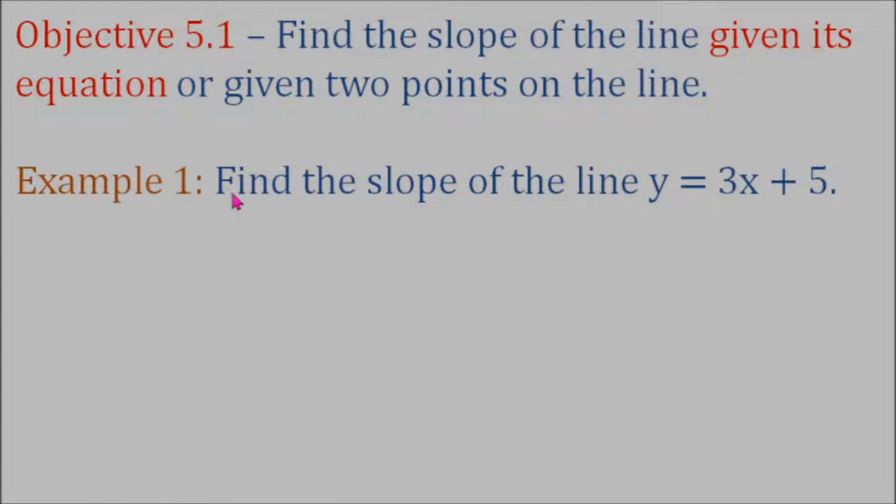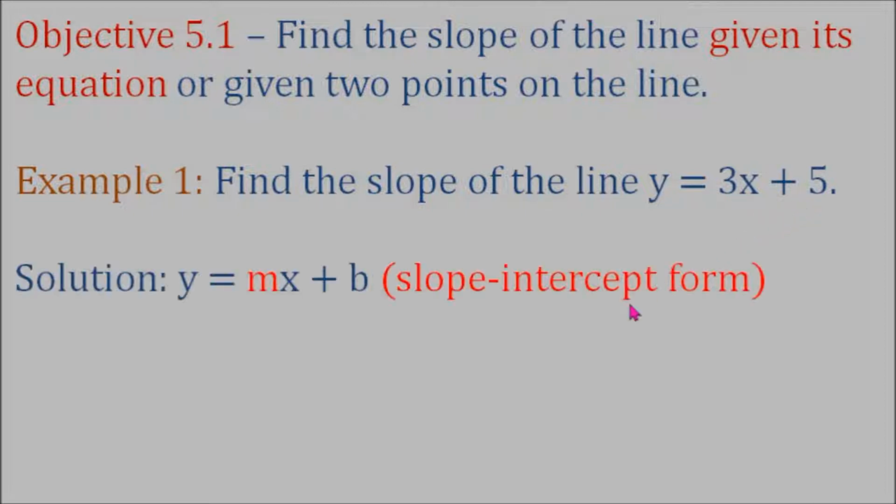Example number 1, find the slope of the line y equals 3x plus 5. So our equation is written in the form y equals mx plus b, or slope-intercept form. So m here is our slope. So therefore, the slope of this line is 3.